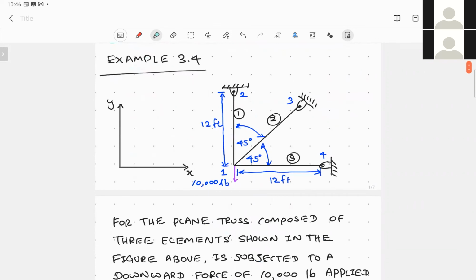Keeping this in mind, let's look at this example, which is a truss assemblage, a pin connected truss. You can see 3 elements, 1, 2, and 3, connected via pins, and we can use this notation 1, 2, 3, and 4 to denote the nodes of the structure. And this structure is subjected to 10,000 pounds, with lengths of 12 feet each. You define here the global coordinate system.